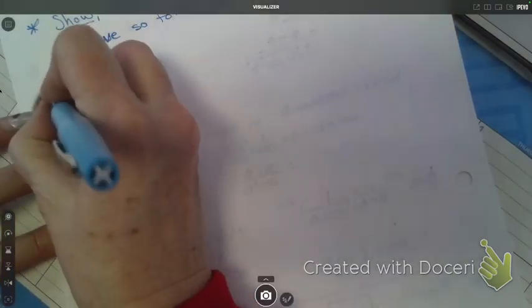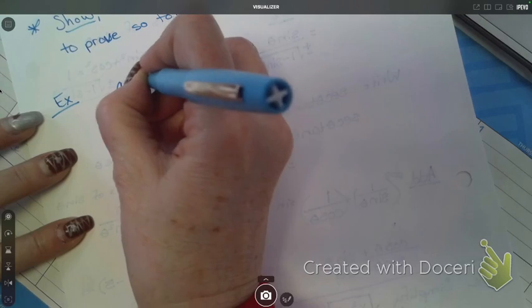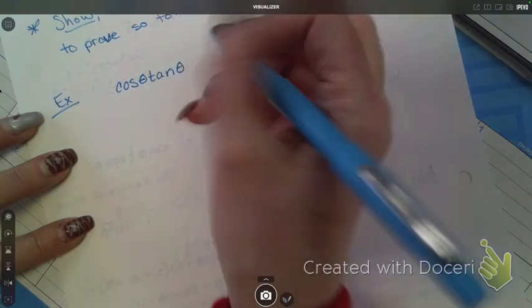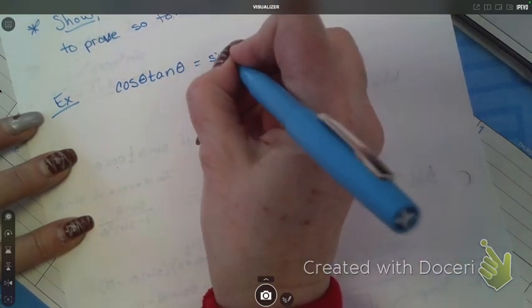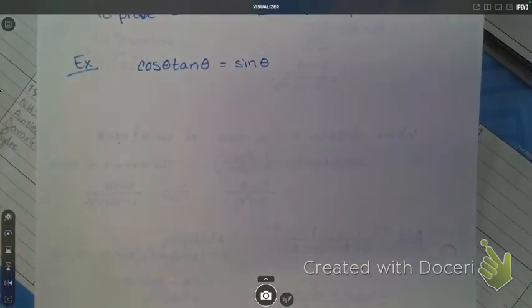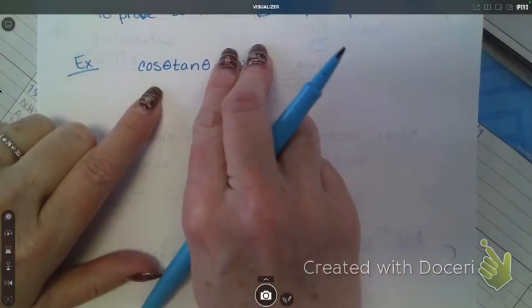This one says show the following statement is true by transforming the left side to be the right side. So I have cosine of theta times tangent of theta. That means to do what with these two things? Multiply. Equals sine of theta. So we are proving, showing, or verifying. We are not solving. Everyone clear on that? Solving means moving things left to right across the equation. This says make the left look like the right. We just happen to know the answer.